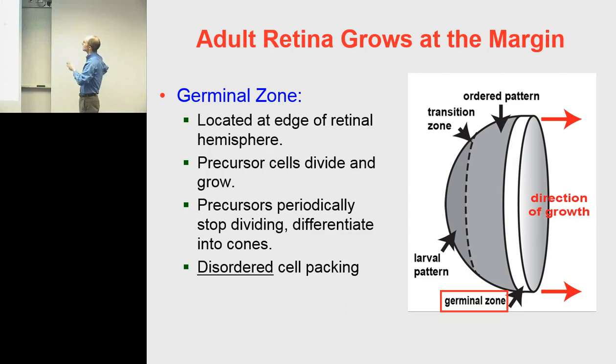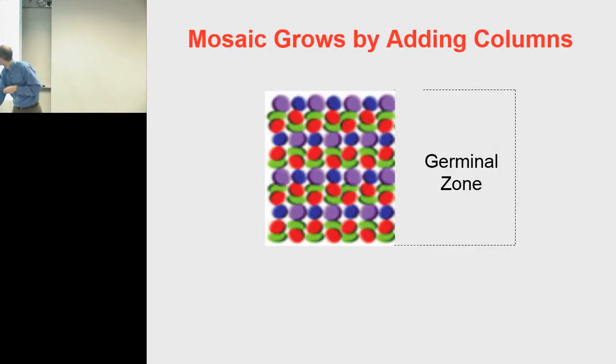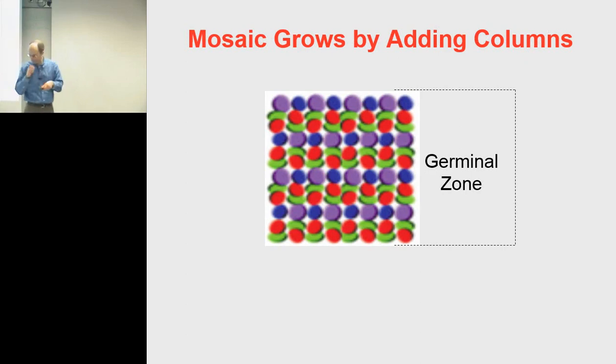And the way it does this is, so as I said, the retina is more or less a hemisphere. And at the edge of this hemisphere, there is a zone of proliferative precursor cells that are dividing and renewing themselves. And every so often, some of them decide to stop dividing, exit the cell cycle, and start differentiating into cone photoreceptor cells. And so what that means is that I have a disordered packing of cells here, and then cells are going to leave this packing and sort of attach themselves to the ordered pattern in a stepwise fashion. So the pattern grows like this. It adds columns to the right in this picture.